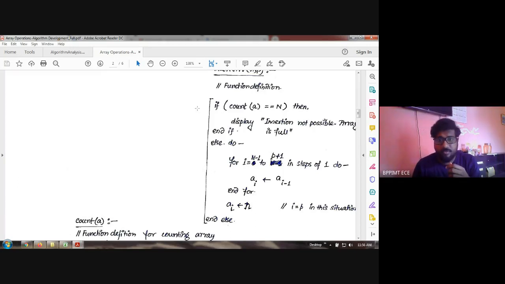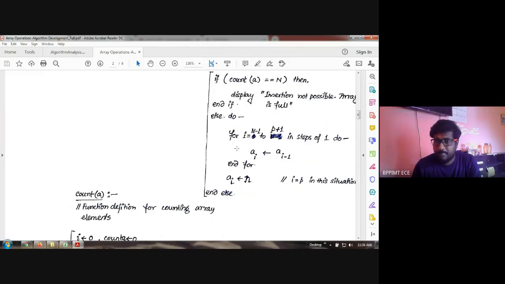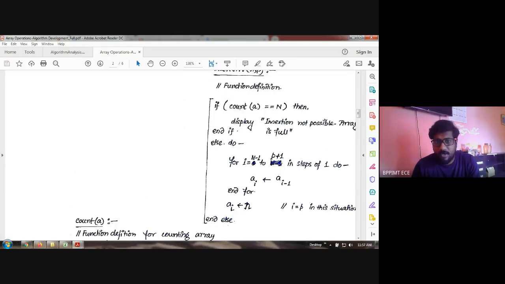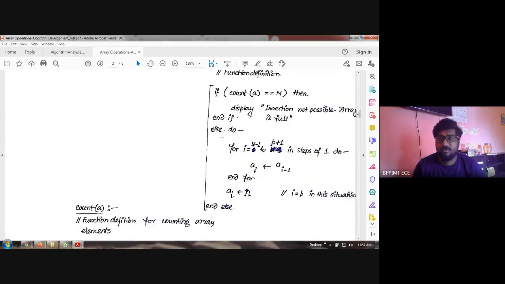So what are the statements here? The if statement, another statement which is the display statement. End if is not considered a statement being executed. Else we may ignore. The for statement, then an assignment statement. End for is ignored. Then a[i] equal to n is a statement, and end else is ignored. So 1, 2, 3, 4, and 5. Total 5 statements are there in this insertion function algorithm.